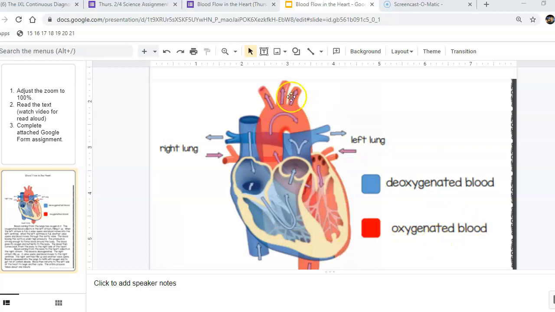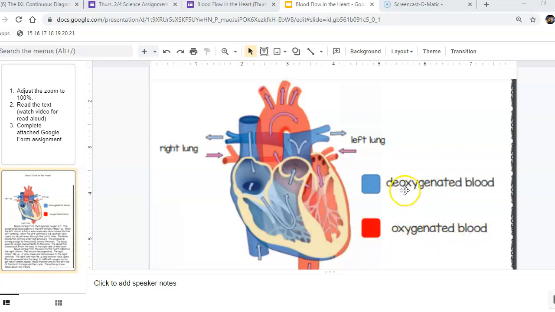And when you see diagrams in textbooks or on your computer screen and it shows blood vessels that are red or parts of the heart that are red, that's because the blood inside of it is oxygenated. And we use the color red to show that it's oxygenated.